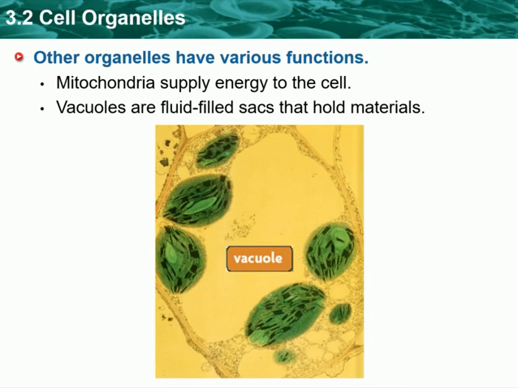A vacuole is a fluid-filled sac used for the storage of materials needed by the cell. These materials may include water, food molecules, inorganic ions, and enzymes. Most animal cells contain many small vacuoles. The central vacuole, which is pictured on the screen here, is a structure unique to plant cells. It is a single large vacuole that usually takes up most of the space inside a plant cell.